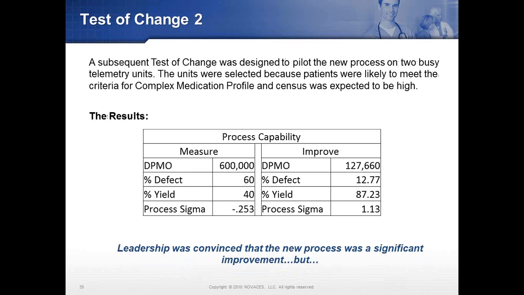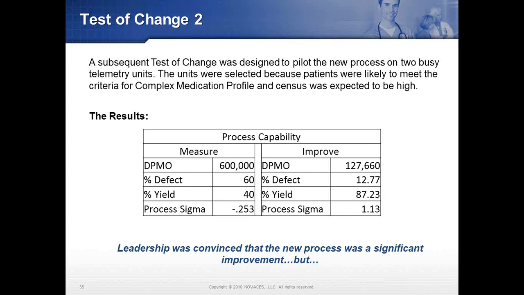This was on very busy units, lots and lots of patients who met the complex med profile criteria. Census was expected to be very high, and here is the result. It was incredible. We went from 40% to 87%. Process sigma, we're still a long way from 6, but 1.13 is a lot better than minus 0.253. So we were thrilled at this point that we had found the right combination of improvements to change this process.